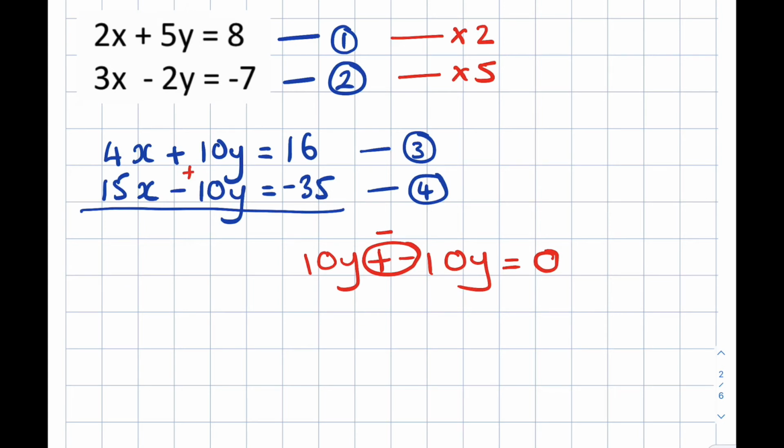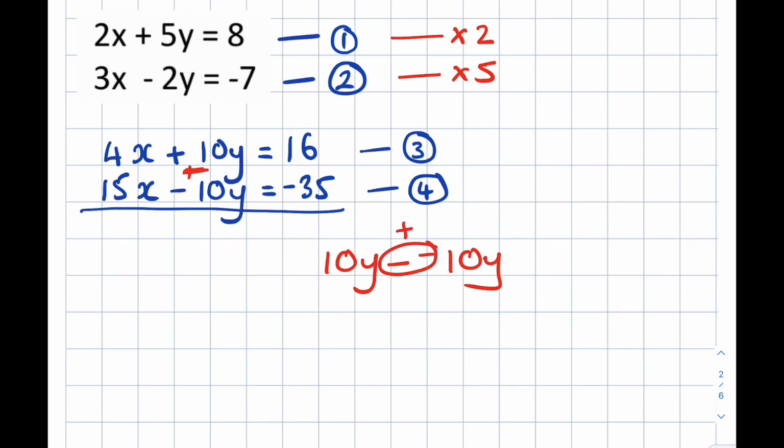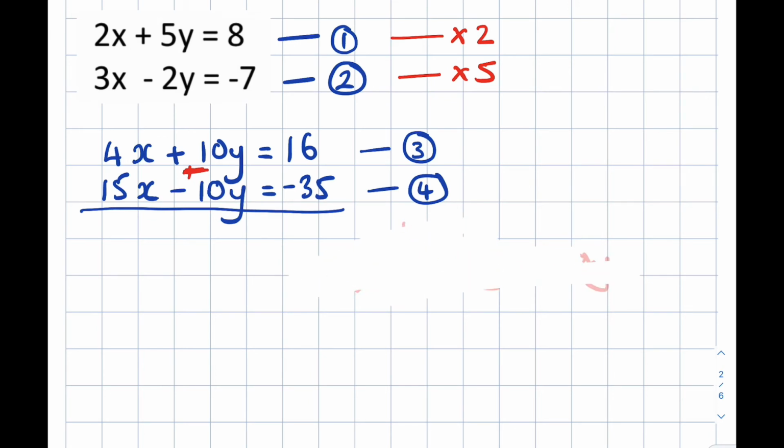Now, if I didn't do this and I decided to subtract instead, I would get 10y, take away a negative 10y, then the two negatives will become a positive. 10y plus 10y will give 20y. And this way I'm not getting rid of any of the y's. So that's the reason why we are deciding to add them instead. Okay, so by adding, don't forget we need to add all three parts.